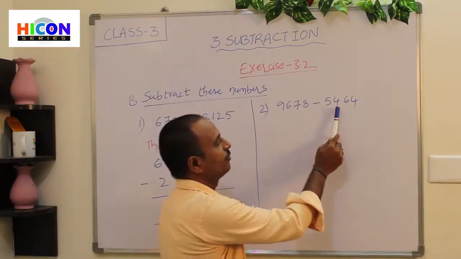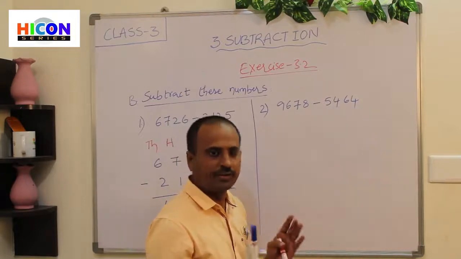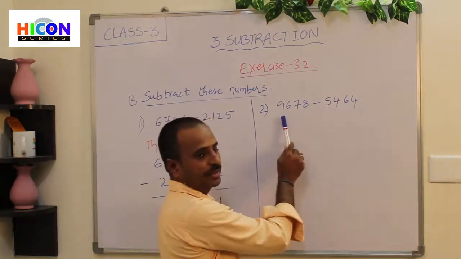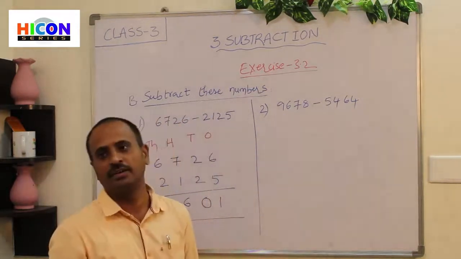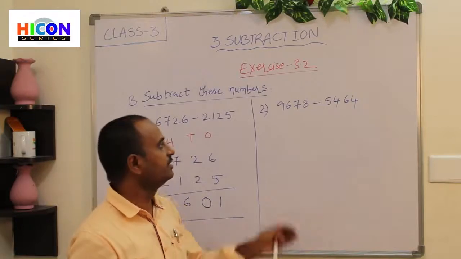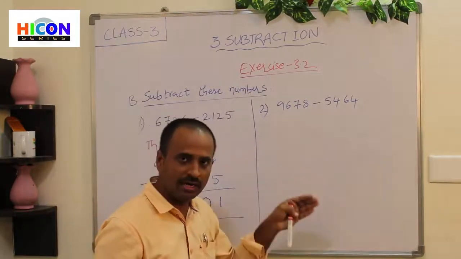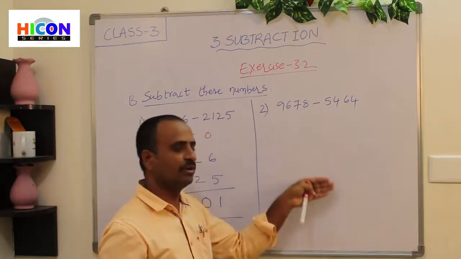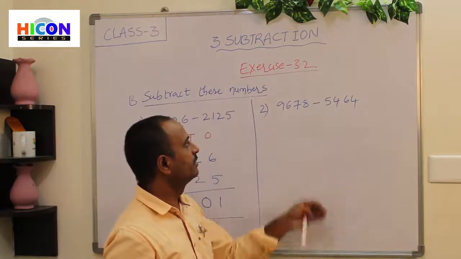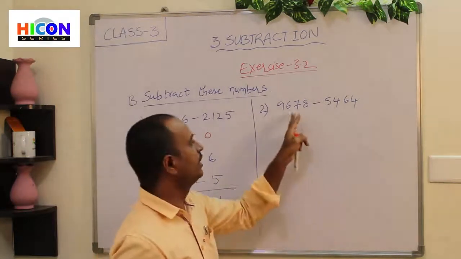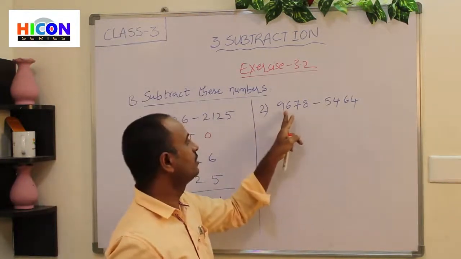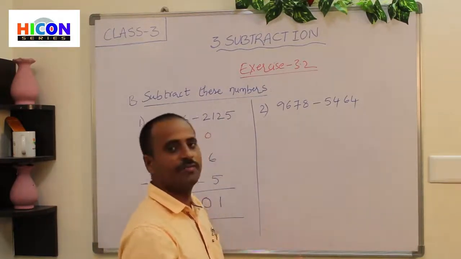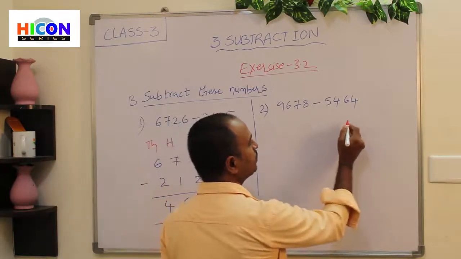And 5464. That means we have to subtract 5464 from 9678. First we have to arrange these two numbers one below the other as in the first problem. Arrange the two numbers one below the other and write the greater number first. Among these, which is the greatest? 9678 is the greatest. So write the greater number first and arrange at the corresponding places.